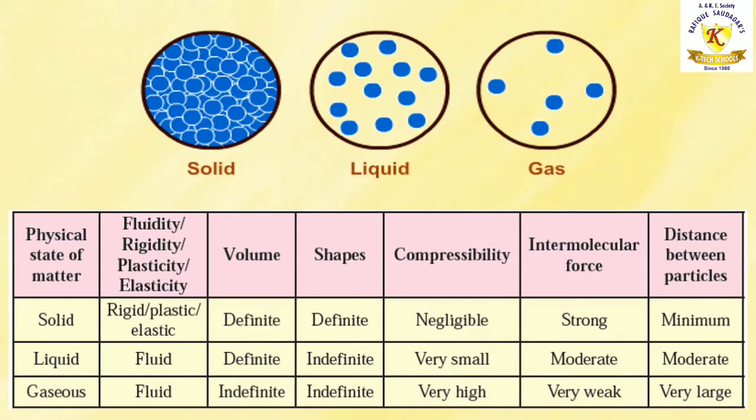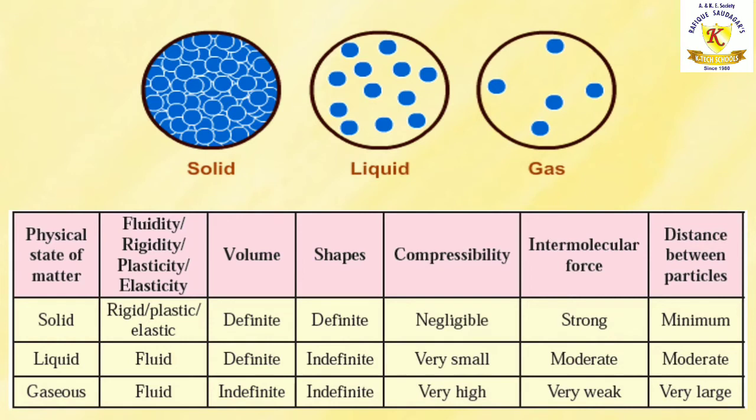Okay, now moving next to liquids. Now they are fluid, isn't it? And their volume is definite, but their shapes are indefinite. That means they don't have a definite shape. Compressibility is very small, and the intermolecular force between liquids is moderate. Similarly, the distance between the particles is also moderate.